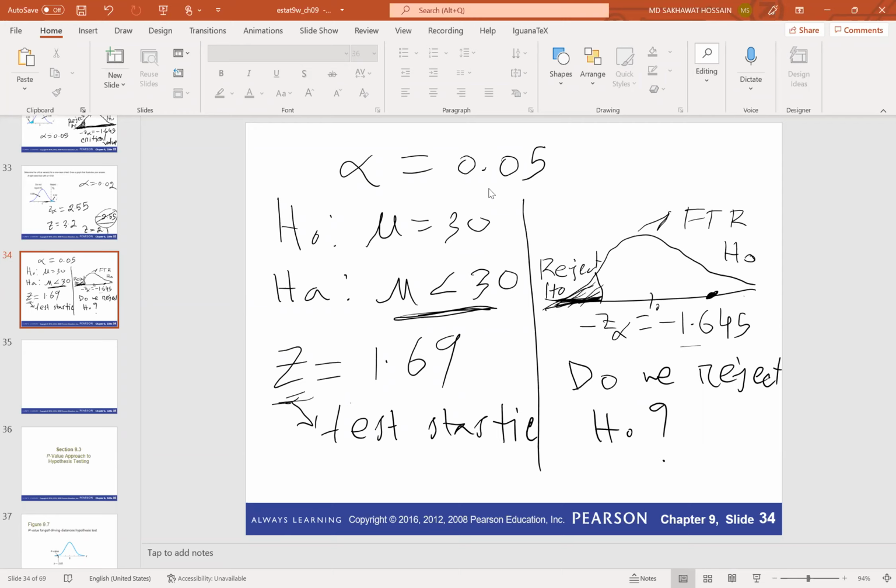So now what do you think? Do we reject null or fail to reject null? Yes, we fail to reject the null hypothesis, right? Yeah, that's correct, because the test statistic is in the non-rejection region.